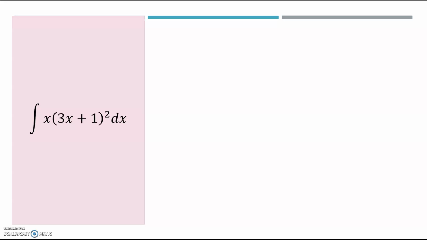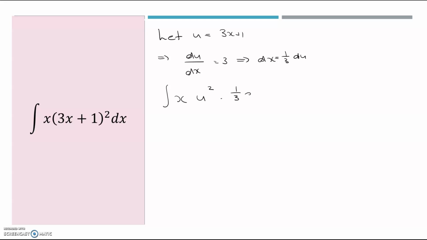So let's say u is equal to 3x plus 1, and that'll give us our dx. So it's a third of du. Now let's see if that works. Let's put it all in. No, it doesn't work because we've still got an x term there.